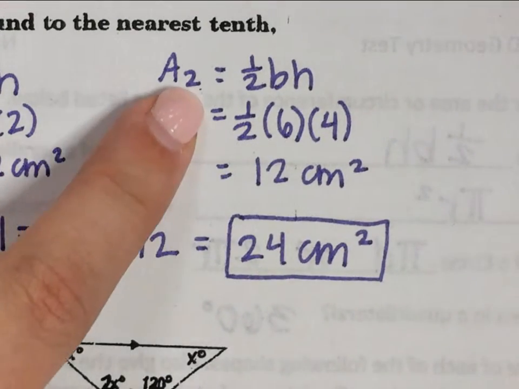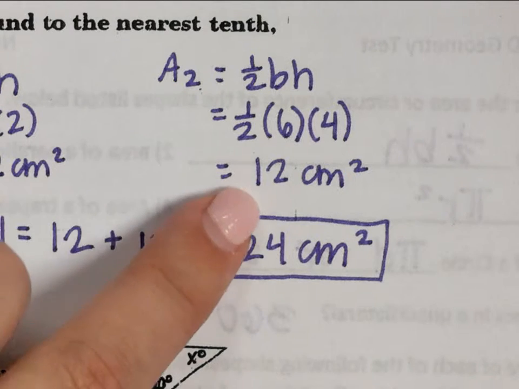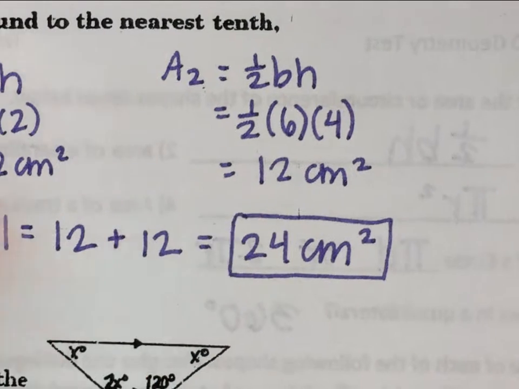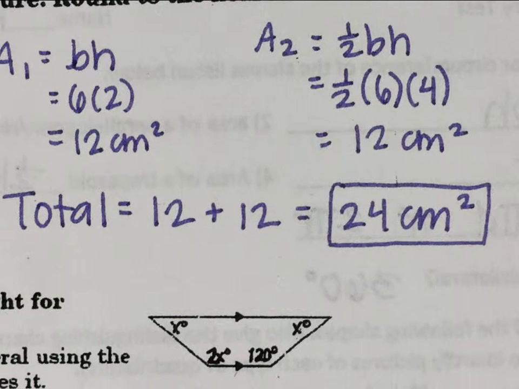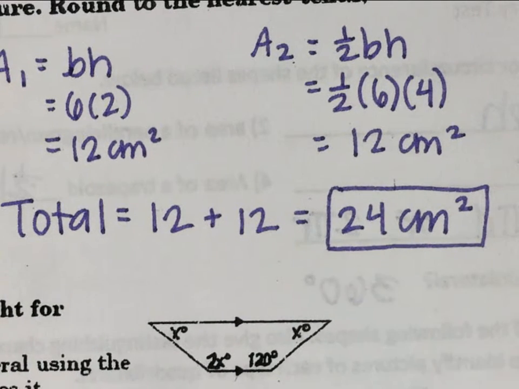Okay. So then your area of your triangle is 1/2 base times height, which is also 12 centimeters squared. So to find the total area, you add them together. So final answer is 24 centimeters squared. Any questions on that one?